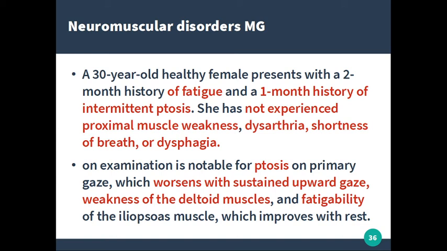Now, the next step would be examination, okay? When we go to examine the patient for the cranial nerves, we're going to look at the presence of ptosis. Ptosis, usually in ocular myasthenia, is a common occurrence. The ptosis usually occurs on primary gaze and it worsens with sustained upward gaze. Weakness of the deltoid muscles can also be present, and the most important feature of Myasthenia gravis is fatigability. The patients will complain of getting worse throughout the day.